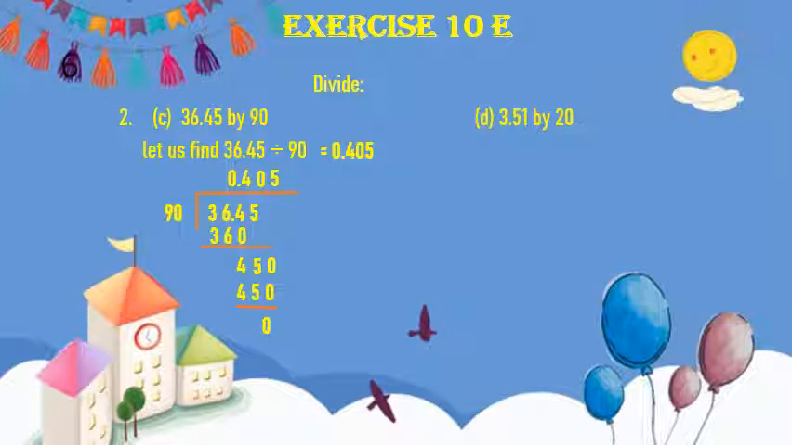Now let's do the next part, D part of question number 2. Here we have to divide 3.51 by 20. So let us find 3.51 divided by 20. Since 3 is less than 20, we have to take one more digit, that is 5. So the number will become 35, but before that we have to put the decimal point in the quotient, and after that, 35 divided by 20. So 20 ones are 20. Therefore, in the quotient we will write 1 after the decimal point.